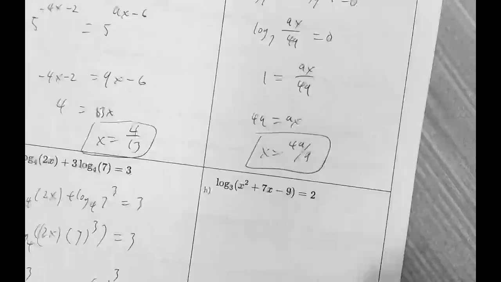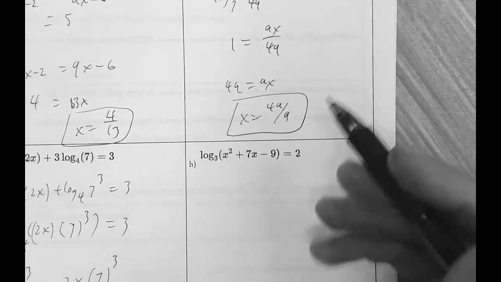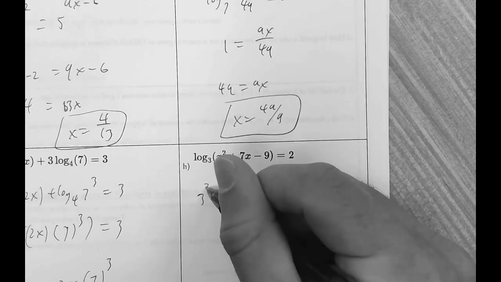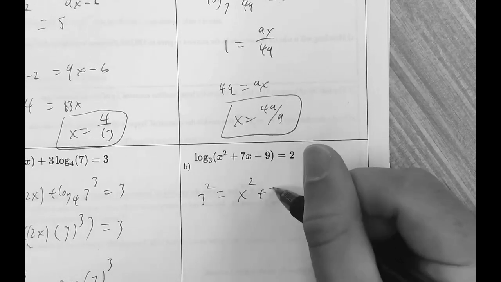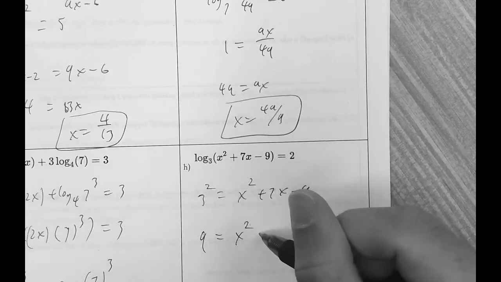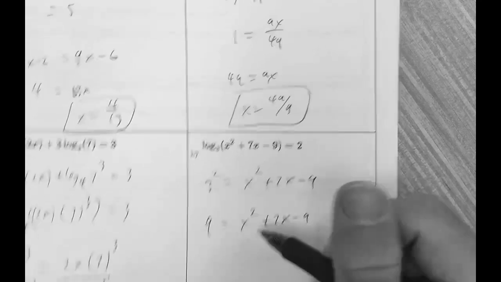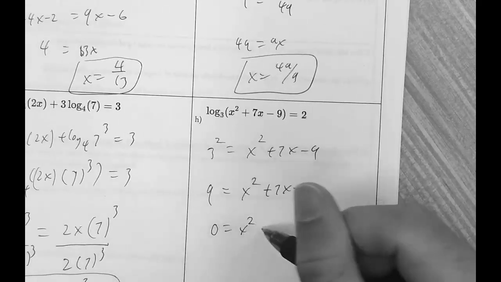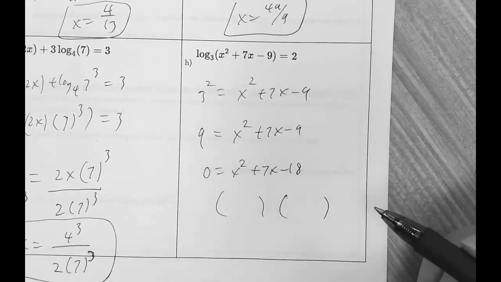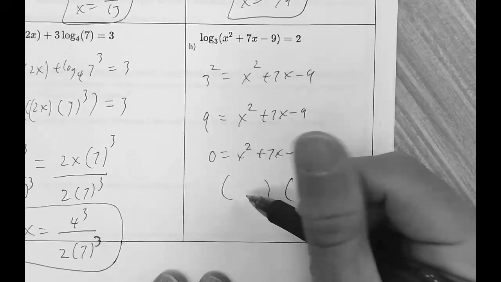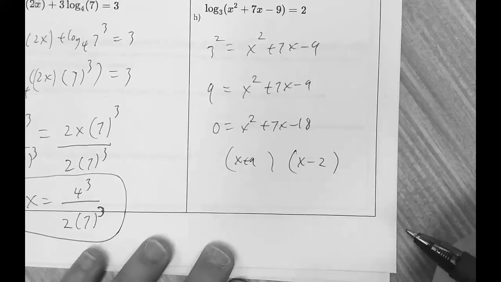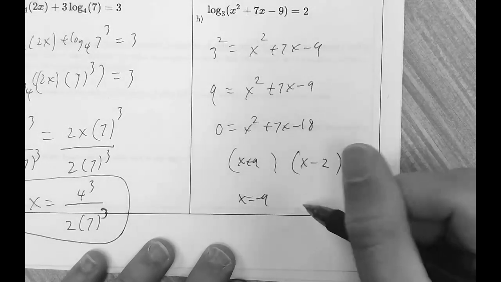All right. Last equation. So this one is a quadratic style where it's the same idea, but you have an extra step. We're going to rewrite this as an exponential, so it's going to be 3 squared equals x squared plus 7x minus 9. That's 9 equals x squared plus 7x minus 9. So that means that 0 equals x squared plus 7x minus 18. Factors of that will be negative 9 and 2. No, sorry, 9 and negative 2. So x plus 9, x minus 2. So x equals negative 9 and x equals 2.